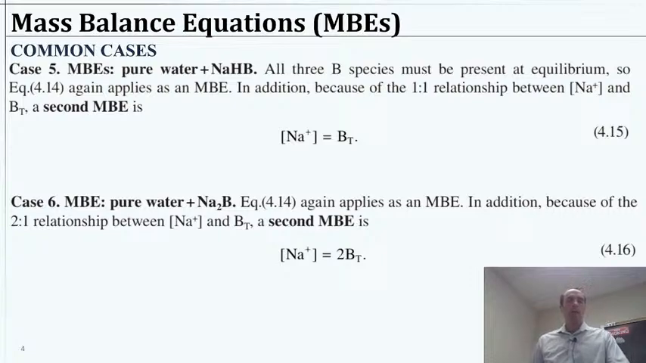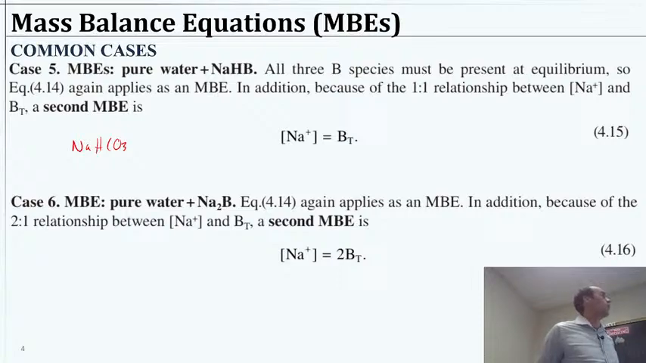Okay, next common case would be where we have NaHB. This would be very similar to our last one, so we could say sodium HCO3, something like that. And here, in addition to the equation we just had a moment ago, we can also say that the total B is going to be equal to the total sodium we added, right?